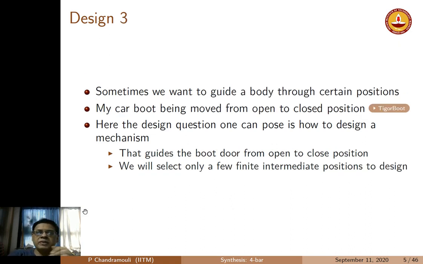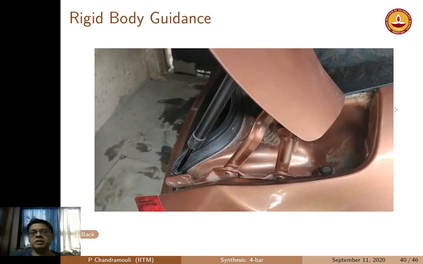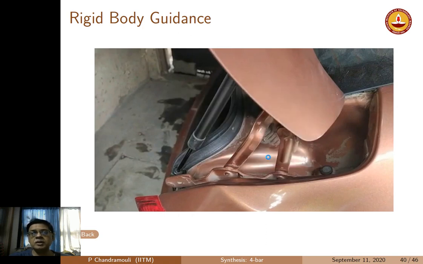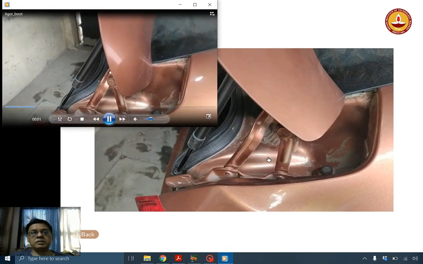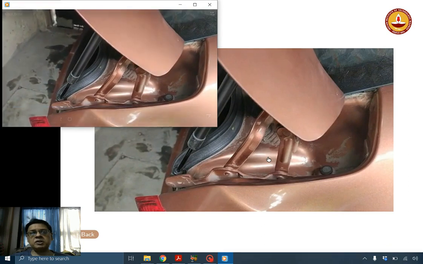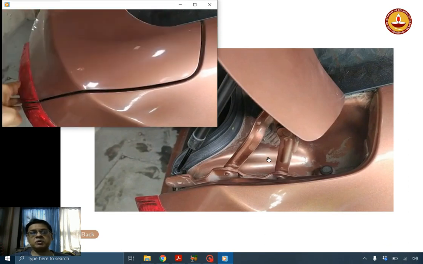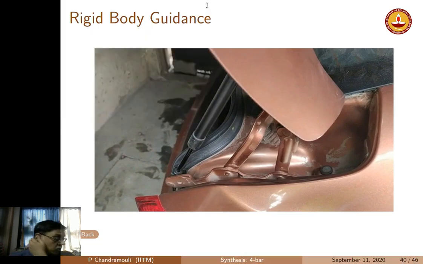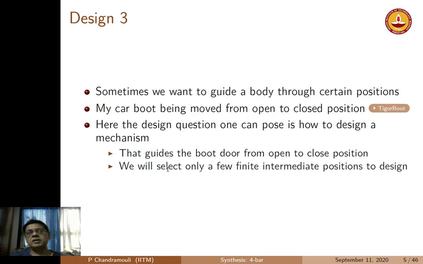The other problem that we said is to guide a body through positions. I showed you the boot of my car. We'll go back and look at that video again. So here is the car boot which is being closed. So this is the open position, fully open position. The mechanism is already visible to you. So here is the way the mechanism moves, and then here we go. We close that, right? So the question is, how do I act like a Tata Motors engineer and then come up with the design of this mechanism? So that's the third thing that we are going to look at, right?